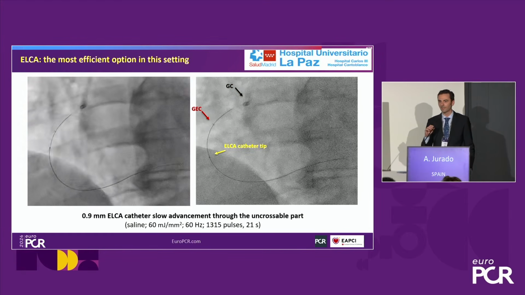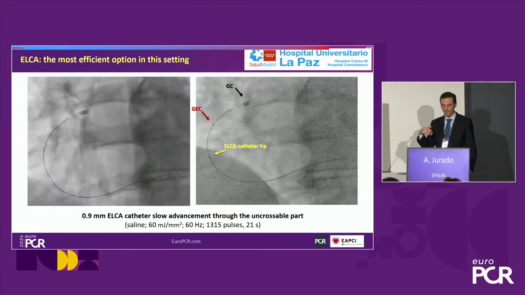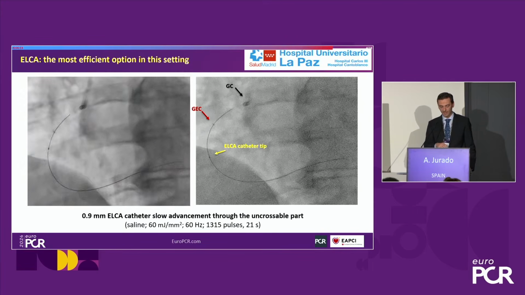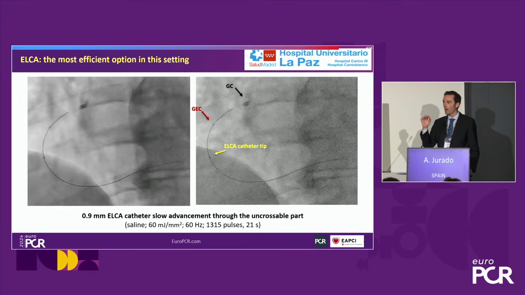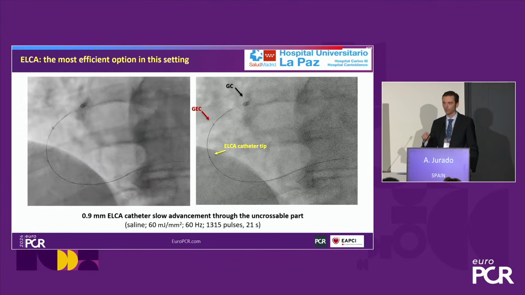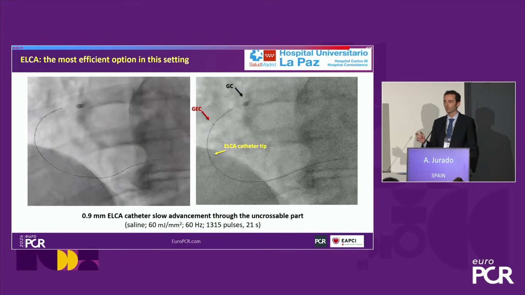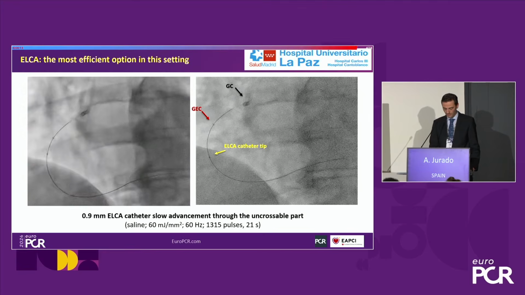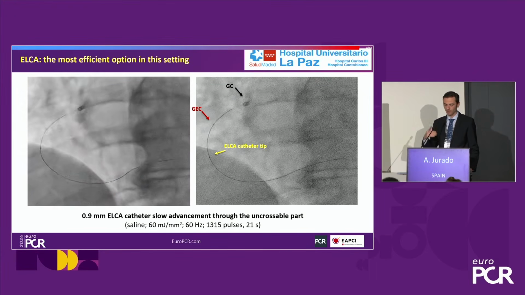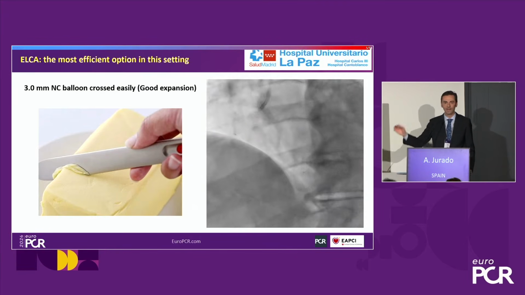So this is the thing that we did. We advanced again a guide extension catheter. We did it before to try to cross the microcatheters and this stuff, unsuccessfully. So we advanced again the guide extension catheter, and you can see the radiopaque tip of the 0.9 ELCA catheter advancing quite slowly, as Piotr said before, to administer the energy there. And we didn't know if we crossed intraplaque or extraplaque, so we only wanted to make the uncrossable lesion crossable. So we apply these settings, 60 millijoules per millimeter square, 60 Hz, only 1,300 pulses with saline. And after that, if you pay attention, you can see a 3.0 balloon crossing like in butter.